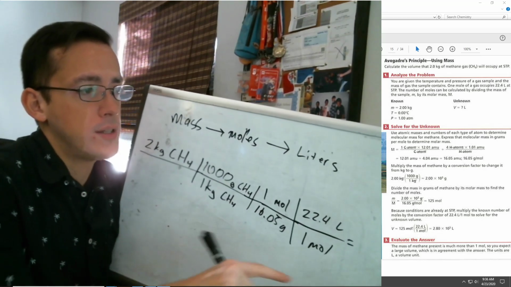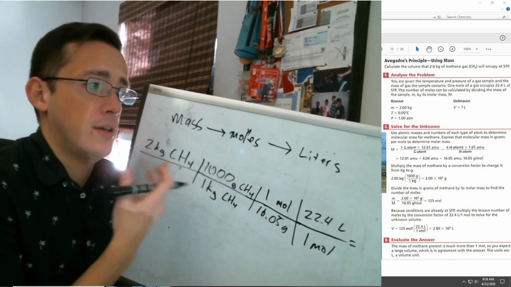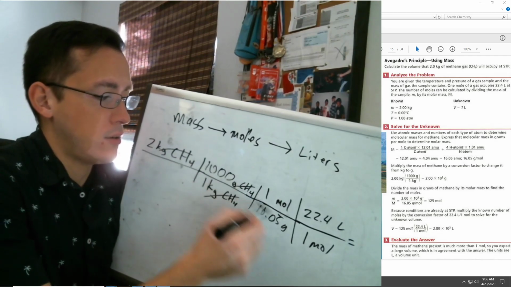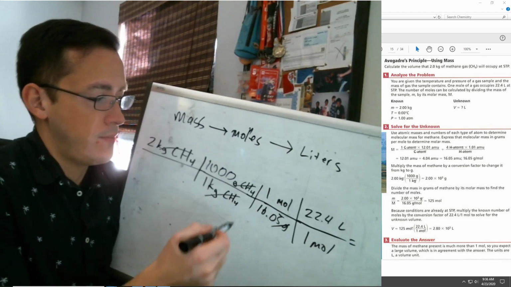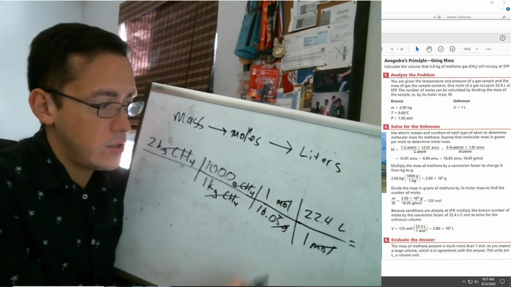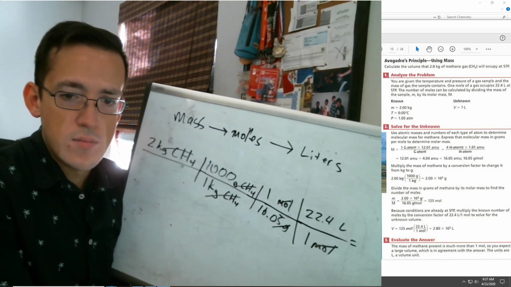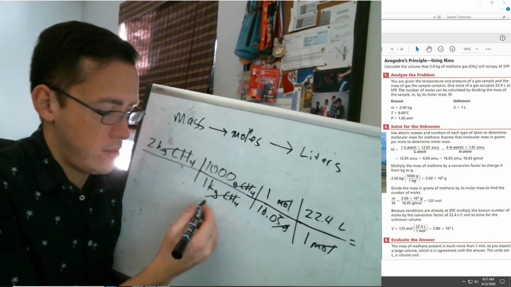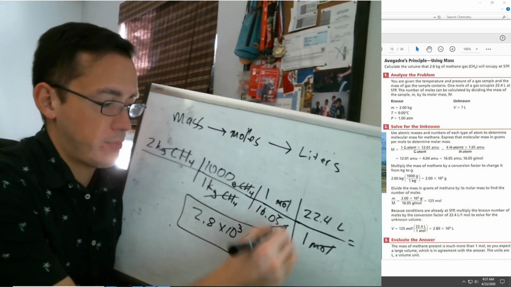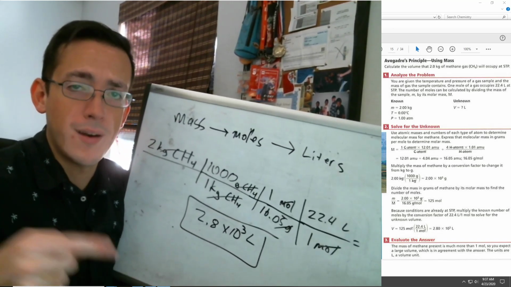Okay, so I do it all in one step. You'll see the book does it step by step and in separate things. To me, that's just confusing. I like this all in one step because kilograms cancel out, grams cancel out, moles cancel out. We're only left with liters. So 2 times 1,000 times 22.4 divided by 16.05. And that gets us 2.8 times 10 to the 3rd liters. And there we go. And that is it for the example problems for 14.1 and 14.2.